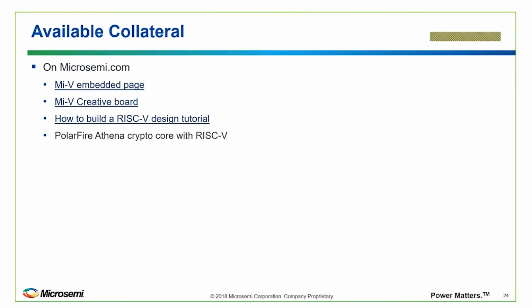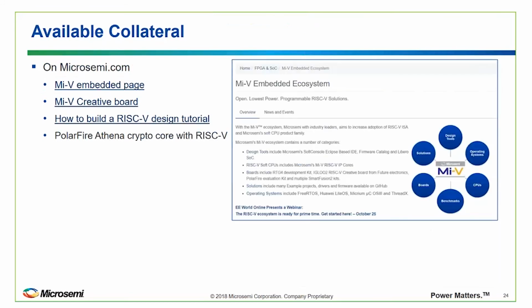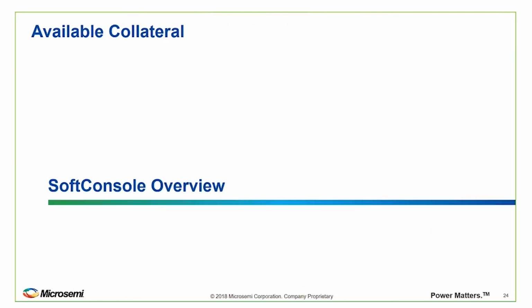And here are some links for some available collateral as well. Our Mi-5 embedded page, information about that Mi-5 creative board, the yellow board I showed a few slides ago, and then the tutorial on how to build a RISC-V design. We also have another one that we're working on for PolarFire, the PolarFire Athena crypto core with RISC-V. You can see some of these here. Okay, so that was quickly going through the ecosystem and some of the different pieces to make you aware of what's available.